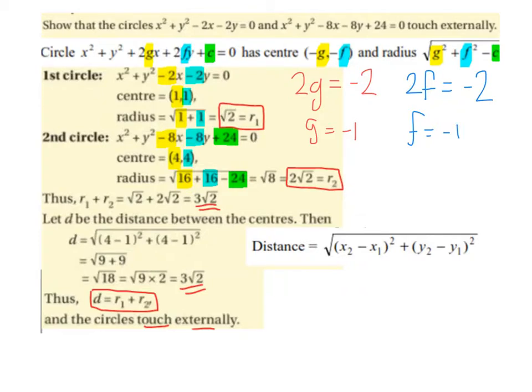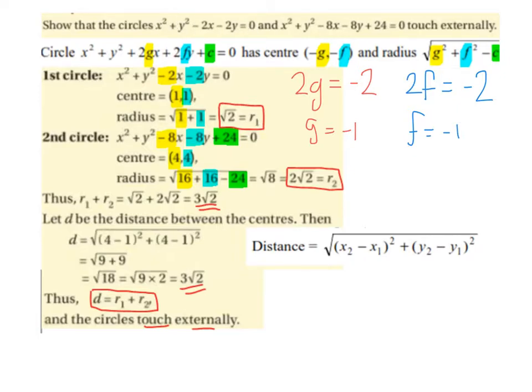So next we need to find the radius. The formula for the radius is the square root of g squared plus f squared minus c. So we found our f and our g. g is minus 1, f is minus 1. And our c value is going to be 0 because there's actually no constant at the end of our equation. So we end up getting the square root of minus 1 squared, which is 1, plus minus 1 squared, which is 1, minus 0, which would give us the square root of 1 plus 1, which is the square root of 2. So root 2 is radius 1, the radius of the first circle.